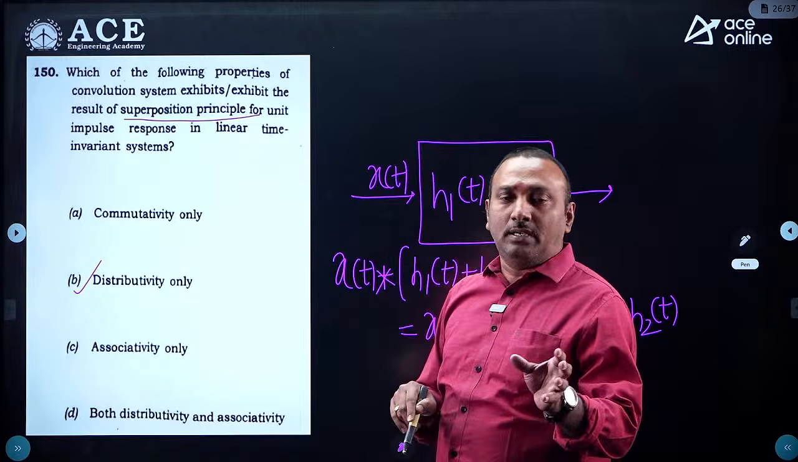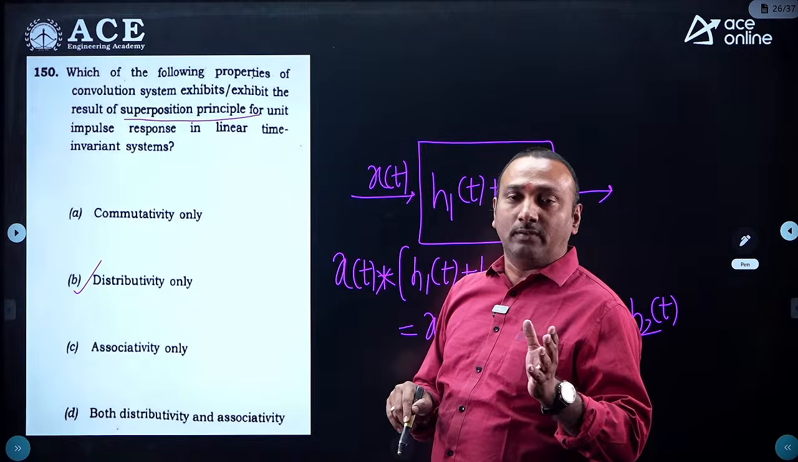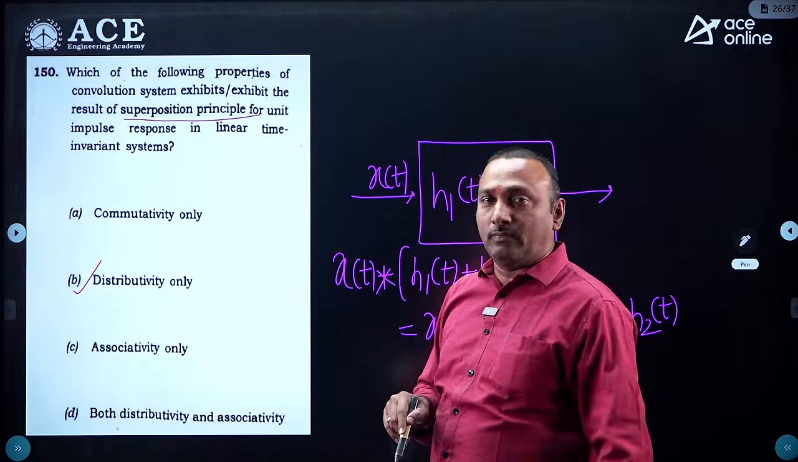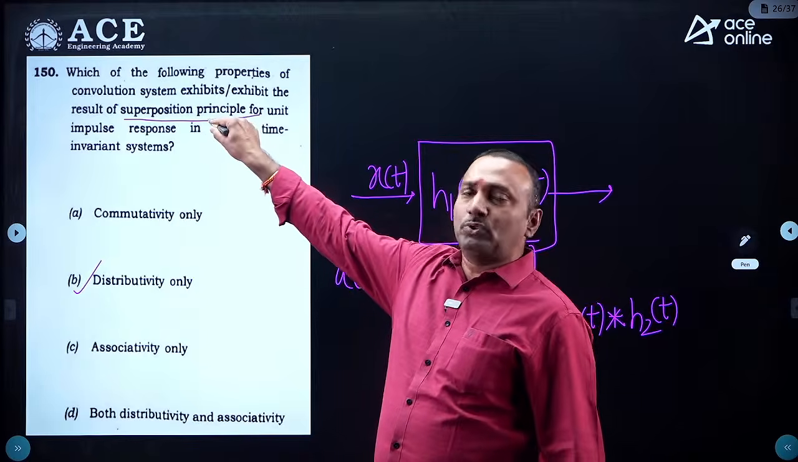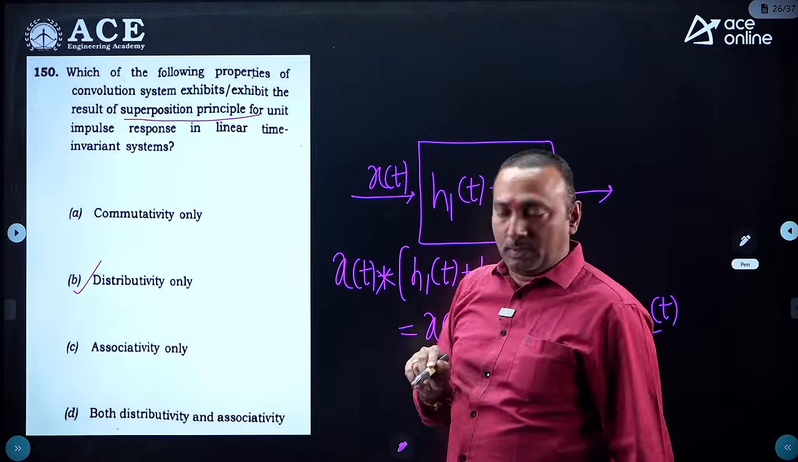Associative, you are aware, x(t) convolved h1(t) in one bracket, convolved with h2(t), can be written as x(t) convolved with h1(t) convolved h2(t) combined. As he highlighted this word superposition, the best possible option is the distributive property.